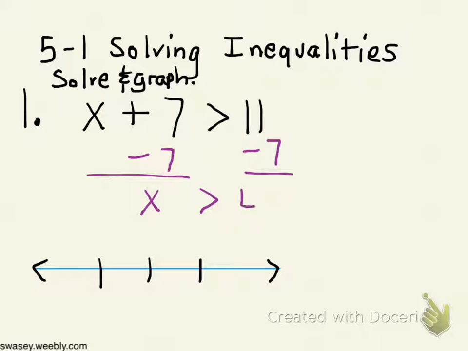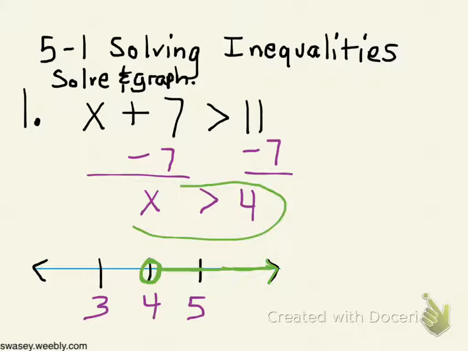11 minus 7 is 4. So we have x is greater than 4. So if we think about where 4 is on the number line, it's between 3 and 5. Now we're not including 4, so we're going to have an open circle or open point. We're not including 4. And then we are including all the numbers that are greater than 4, which go to the right. 5 is greater than 4, 6 would be out there, 7, all the decimals and mixed numbers in between as well.